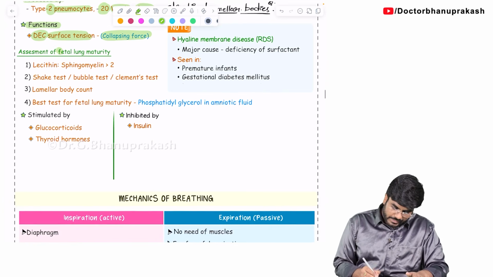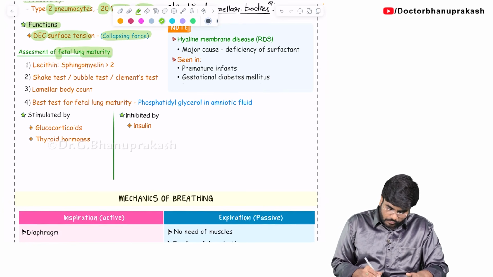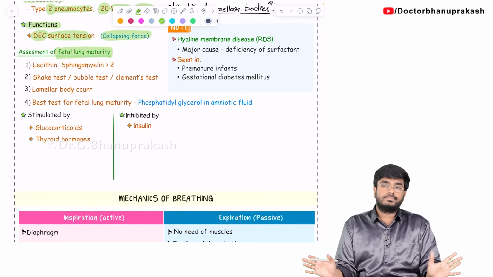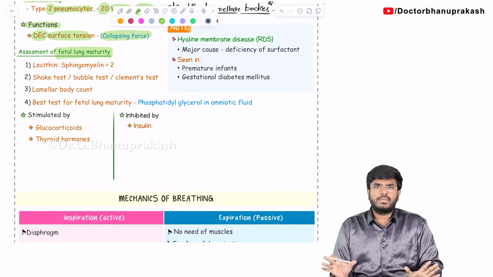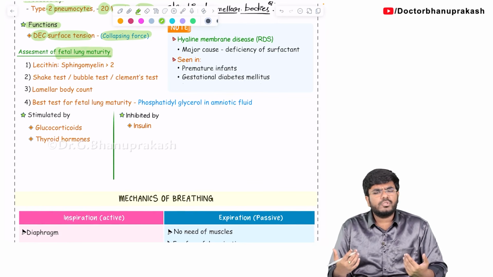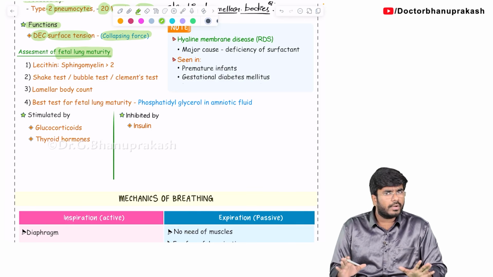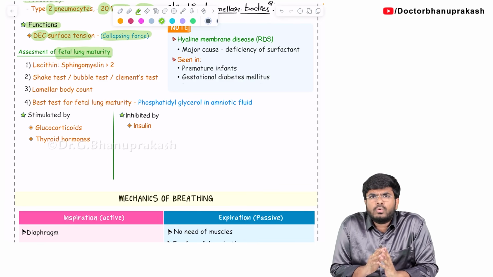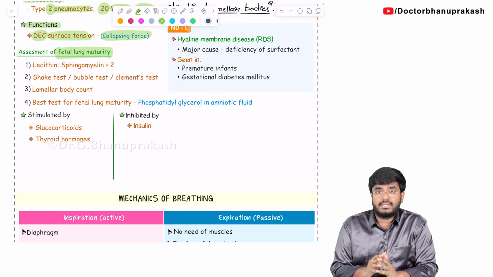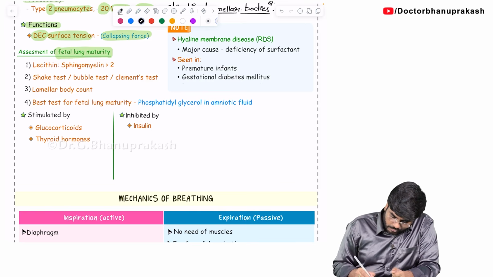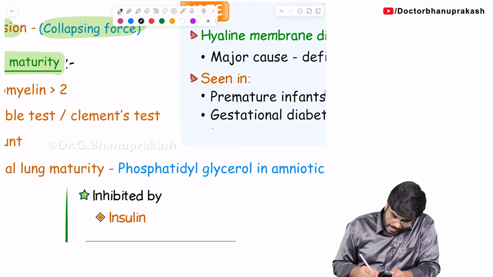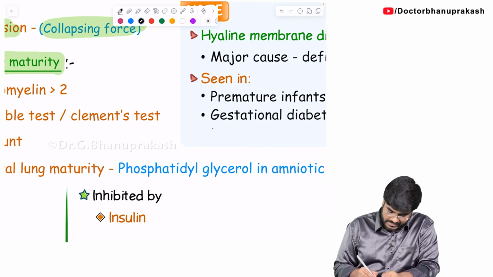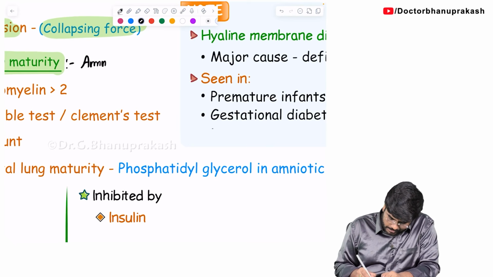Next up, assessment of fetal lung maturity. You want to know whether the fetal lungs are mature or not. We all know that fetal lung maturity happens around 34 weeks of gestation, when enough surfactant levels are reached. So if you want to know whether the fetal lungs have enough surfactant or not, what do you have to do? There are certain tests. First, you have to collect the amniotic fluid from the mother. That is amniocentesis.